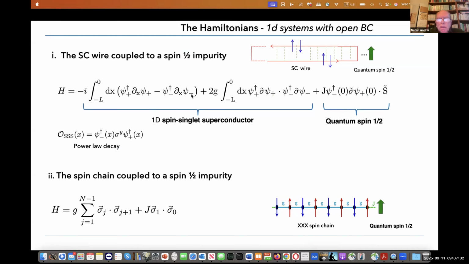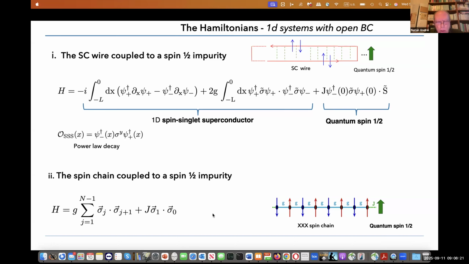Here's the superconducting wire. It's a wire, so we have left-right moving electrons, and they interact via spin density, spin right interacting with density of spin left, opening a gap, and it's a spin singlet superconductor. This is the operator that determines the decay. It's defined on an open system, and at the edge there is a Kondo impurity, and it interacts with the superconducting wire.